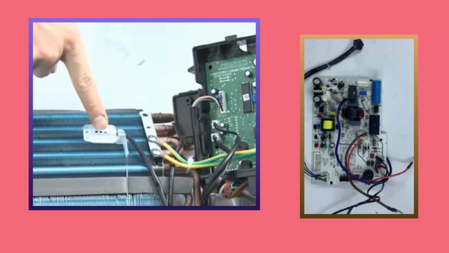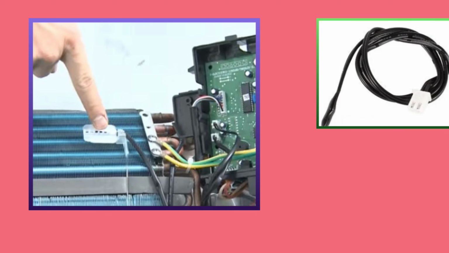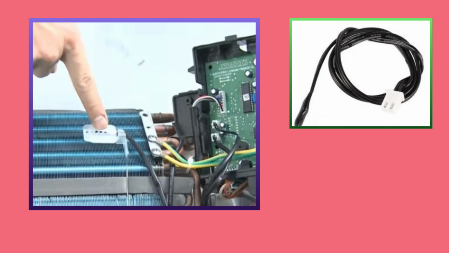And if even after that it doesn't get better, then you can change the room temperature sensor. Then this error will be completely fixed. Generally this error occurs due to a sensor problem. Most of the time this problem gets completely cured by changing the sensor.